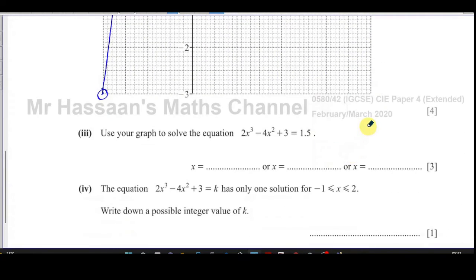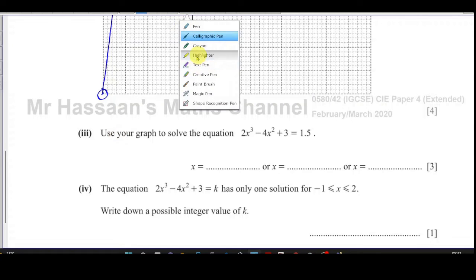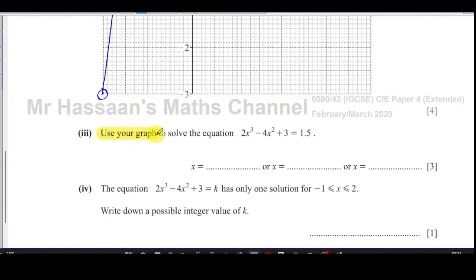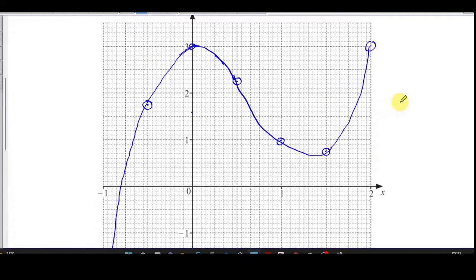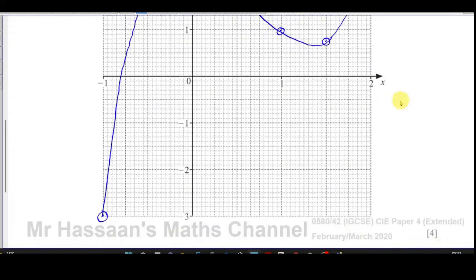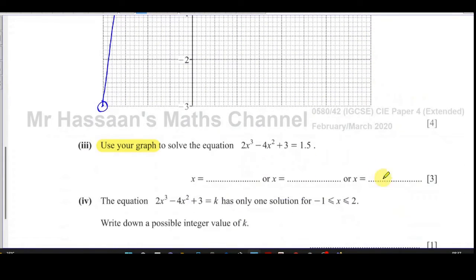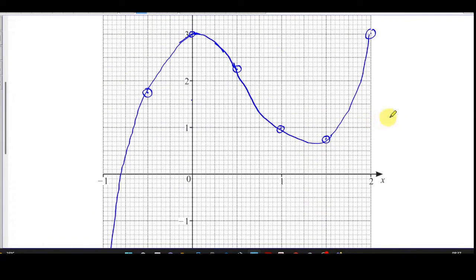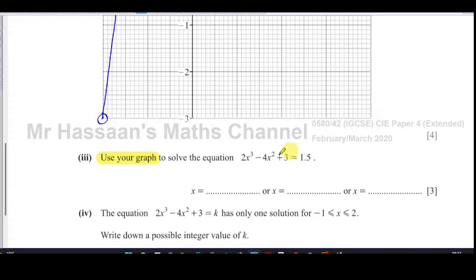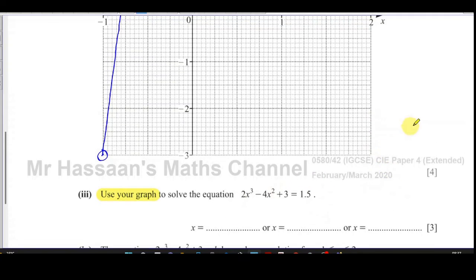Now, use your graph to solve the equation 2x cubed minus 4x squared plus 3 equals 1.5. This type of question, where you have to use your graph to solve, is one where if you just write the answers down and there's no proof that you've used your graph, or if you write down values that are correct according to this equation but incorrect according to your graph, and you haven't shown how you've tried to answer the question, you will get no marks for that.